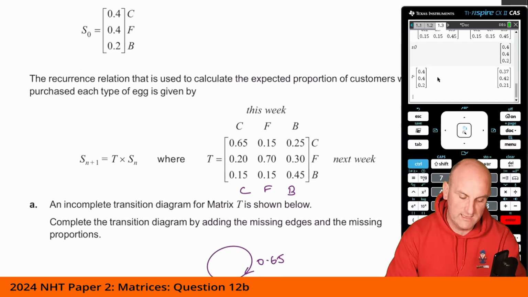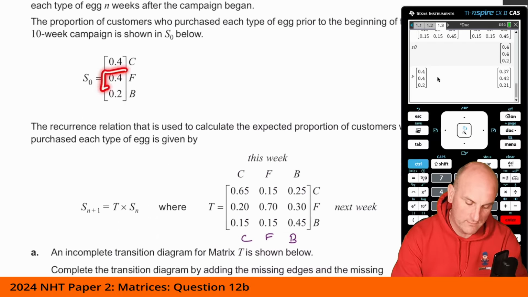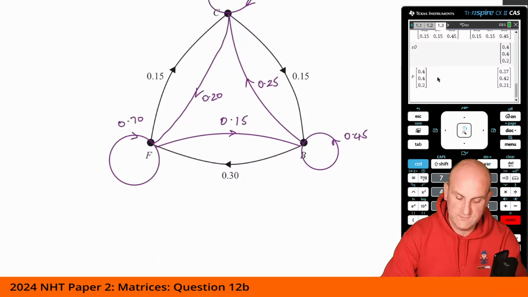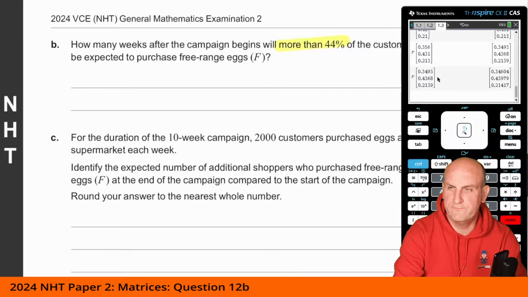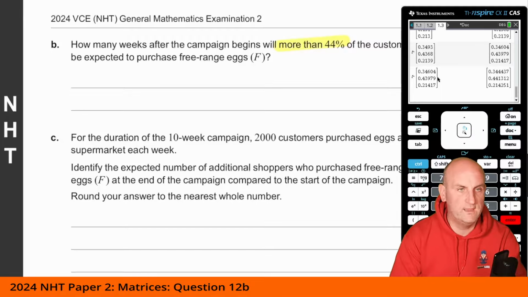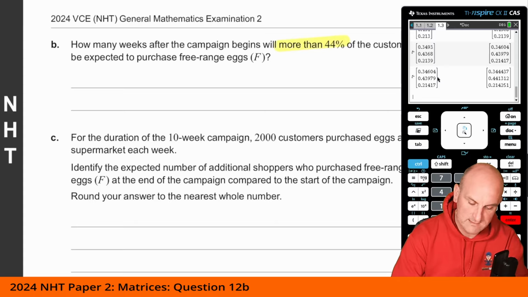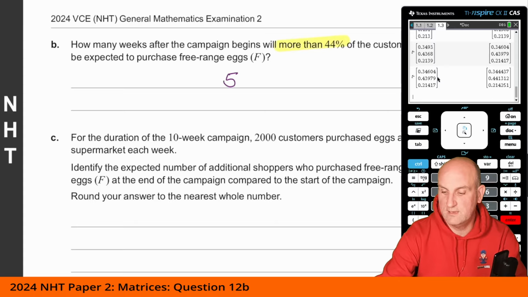Which number is free-range? It is the one in the middle. So I'm looking for that middle value to first become greater than 0.44. So that was 1, 2, 3, oh, so close, 4, and there we go, 5. So as far as I'm concerned, the correct answer to that would be 5 by using my calculator.